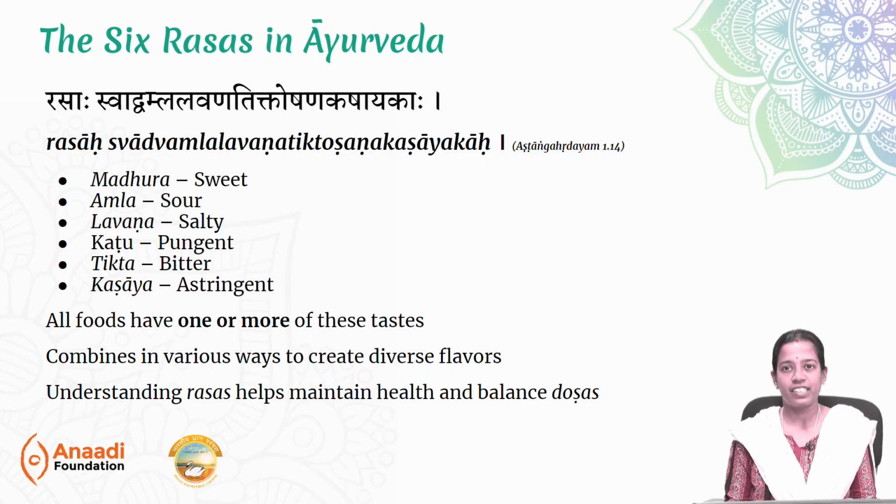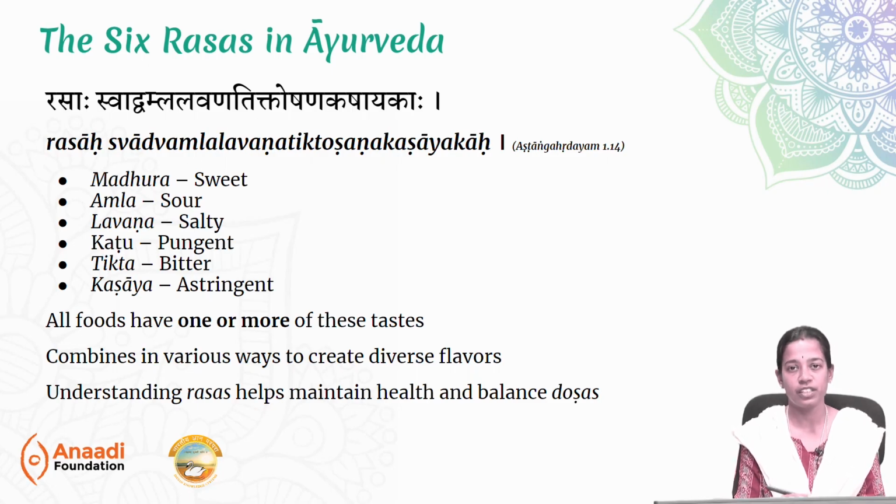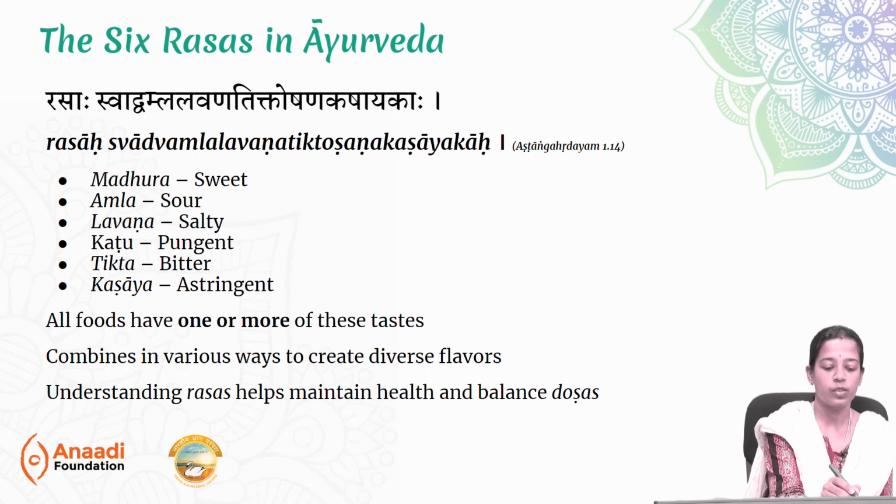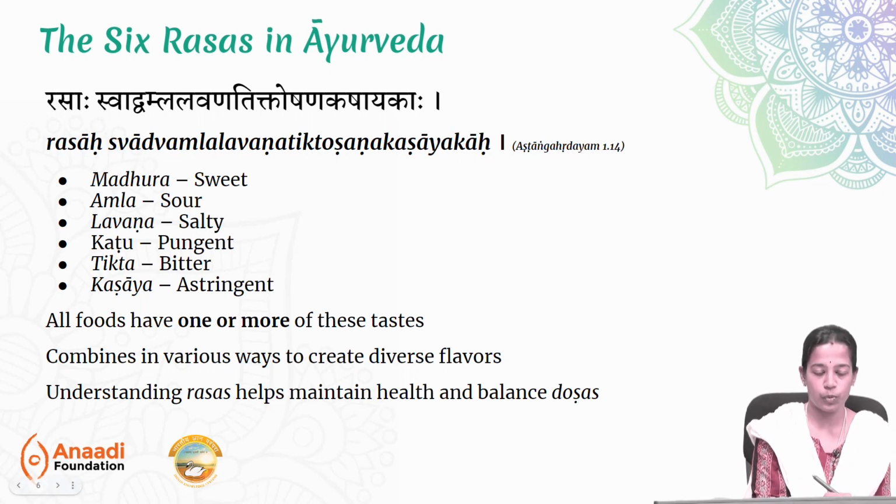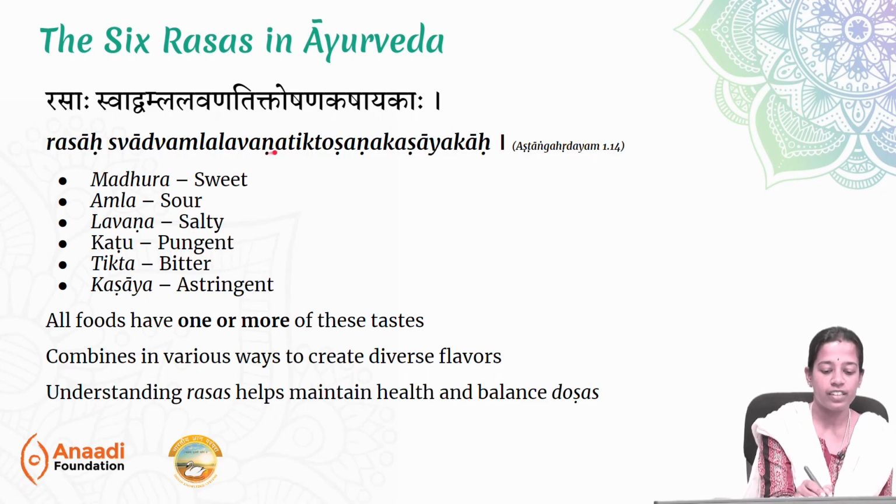One of the Brihatrayi texts, Ashtanga Hridayam in Ayurveda, enumerates the Shad rasas in this particular verse. Let's try to chant it. Rasa swadvam lavana tiktoshana kashaya kaha. The 6 tastes mentioned in this sutra are Swadhu, which is Madhura or sweet, Amla, which is sour, Lavana, which is salty, Tikta, which is bitter, Ushana, which is Katu or pungent, Kashaya, which is astringent.